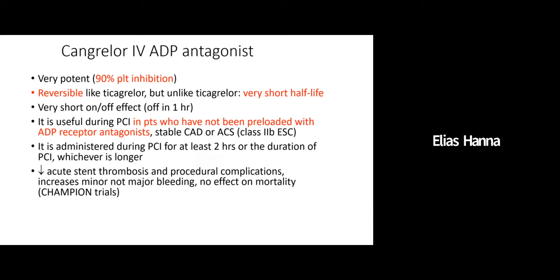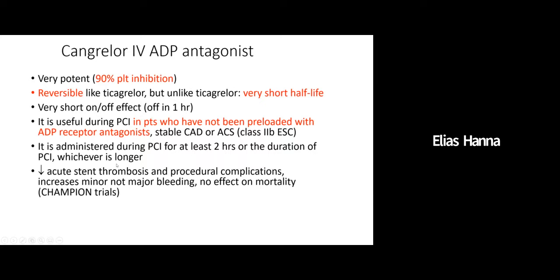So Cangrelor is useful in patients who have not been preloaded with ADP receptor antagonists. That's the only case you can use it. You cannot use it if somebody has taken Plavix, prasugrel, or Ticagrelor. They have to be what you call ADP receptor naive. So it is useful only during PCI, stable or ACS, but more likely, and this is given in class 2B, in ACS and rather complex PCI.